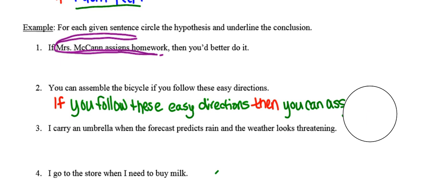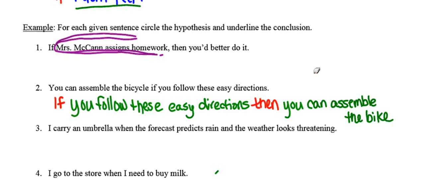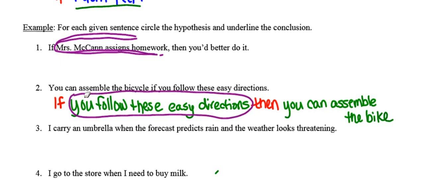So my hypothesis or my condition that needs to be met, then you can assemble the bike. So my hypothesis, you follow the easy directions. The result or the conclusion is that you are able to assemble the bike.